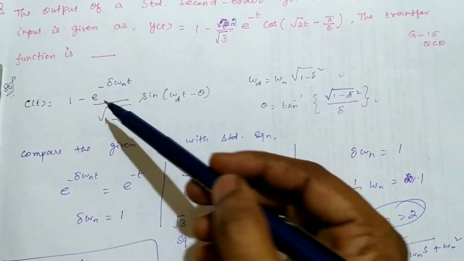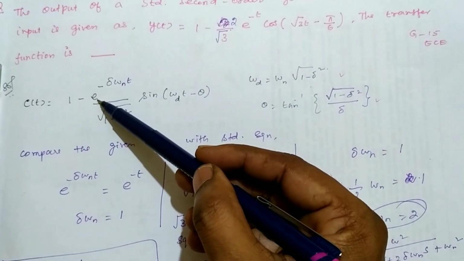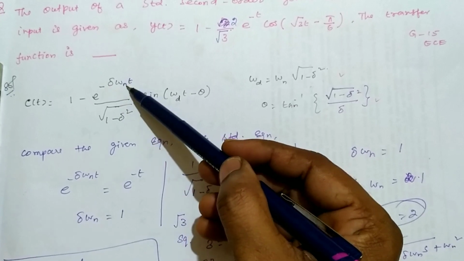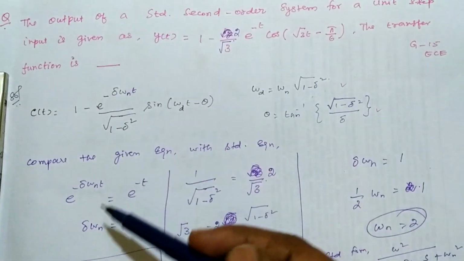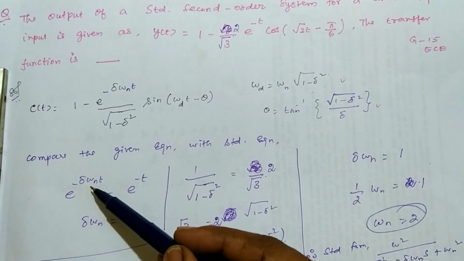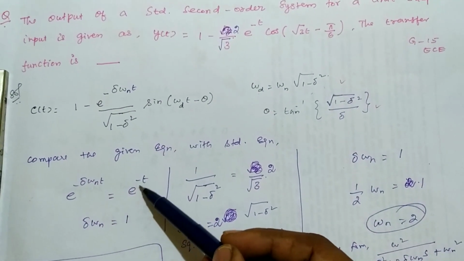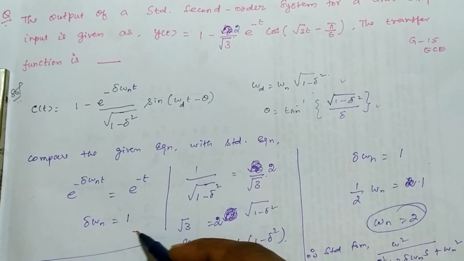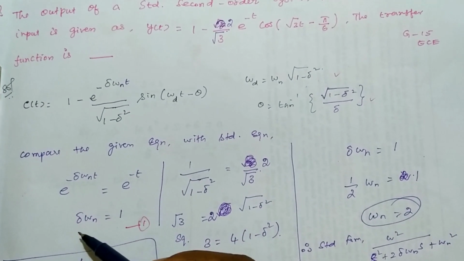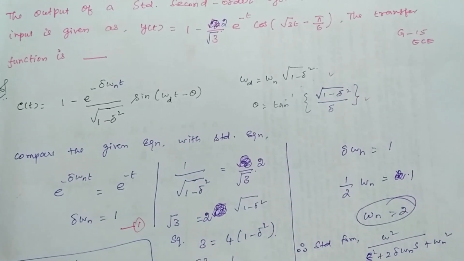When we compare both, the exponential term e power minus delta omega n t, here the exponential term is e power 1 into t. So e power minus delta omega n t is equal to e power 1 into t. So compare the exponential term. We have the first equation: delta into omega n is equal to 1.